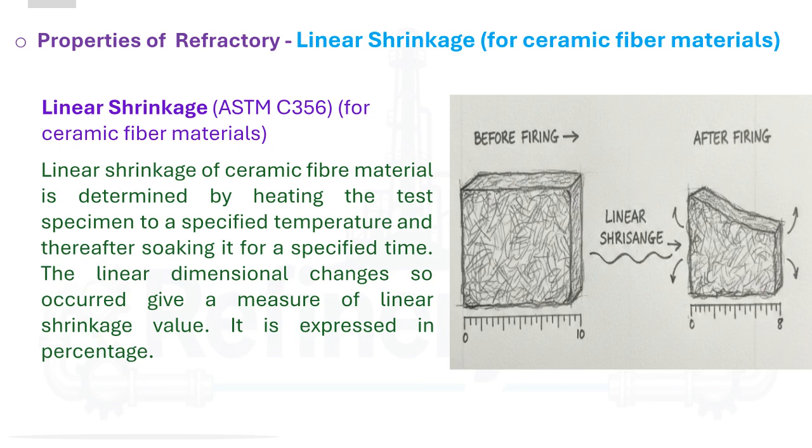For example, if you specify a 100 mm thick fiber blanket, but it shrinks by 2% at your operating temperature, you are losing insulation thickness and effectiveness. That reduction must be factored into furnace, wall design, and efficiency calculations. In short, linear shrinkage testing ensures that ceramic fiber insulation will maintain its thickness and performance over time, even under the demanding heat cycles of refinery operations.